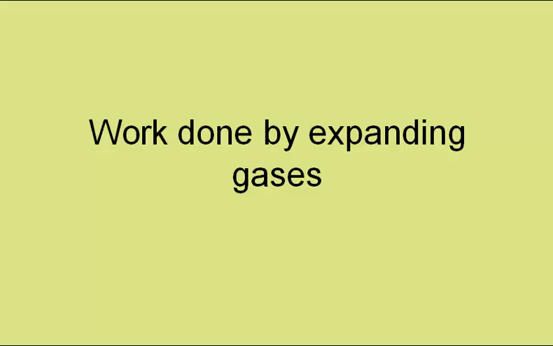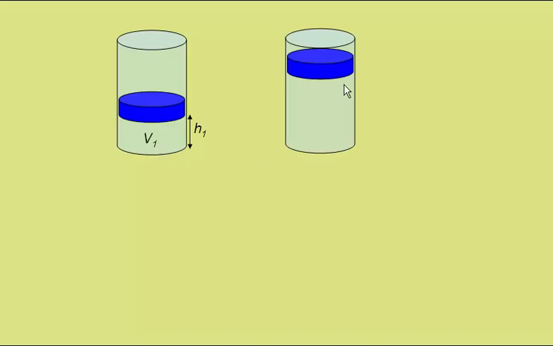Work done by expanding gases. Here we have a cylinder with a gas in the region here. At the moment the piston is at a height h1, giving a volume V1. If we raise the piston to a height h2, we now have a volume V2. The piston has risen by a height delta h, which would be given by h2 minus h1.